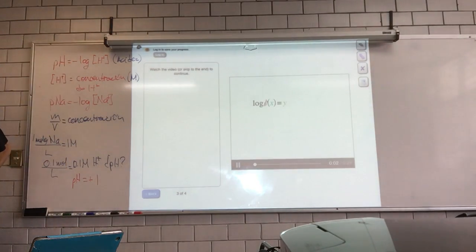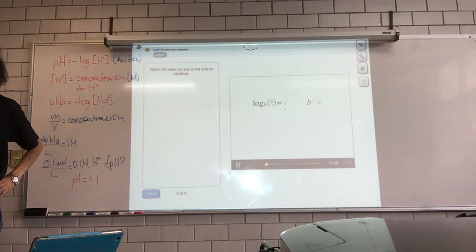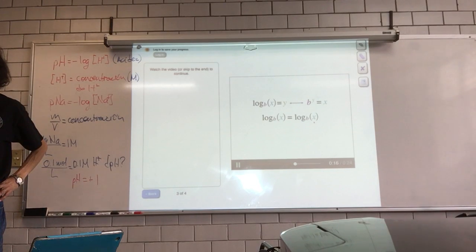Right. Log of x base b equals y means the same thing as taking b, raising it to the y power, and getting x. Using these two equivalent ways of writing logs and exponentials, let's start with the equation log x base b equals log x base b. Saying something equals itself isn't too exciting, is it? But what's another way to write this equation?